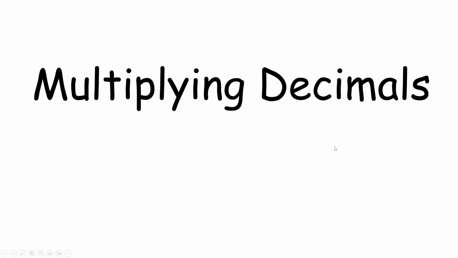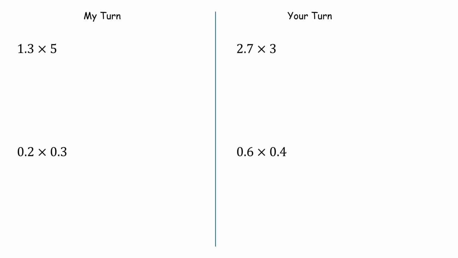Okay, in this video we're looking at multiplying decimals, so let's get into it. We'll go through a couple of my turn, your turns, and then you can try some questions yourself at the end. The first one, we've got 1.3 times 5.